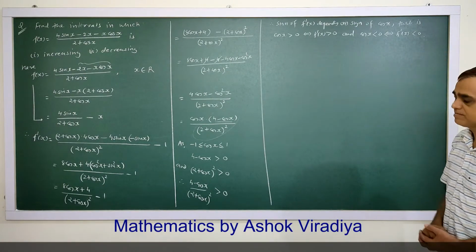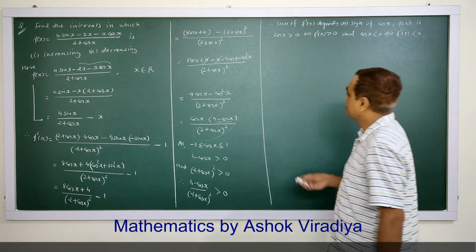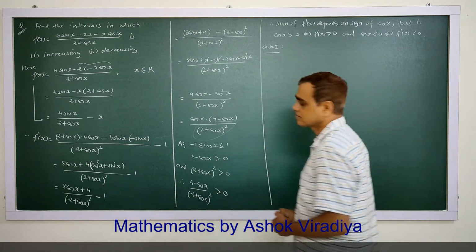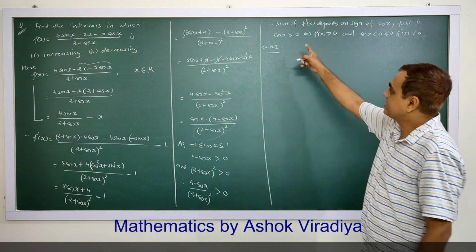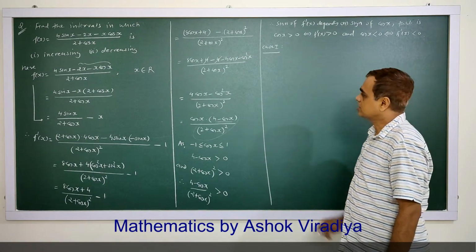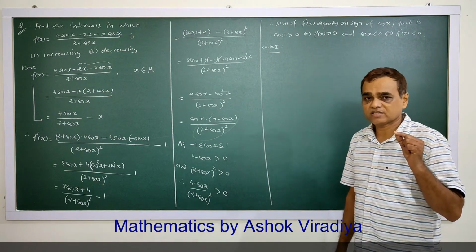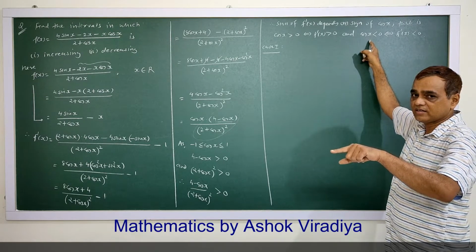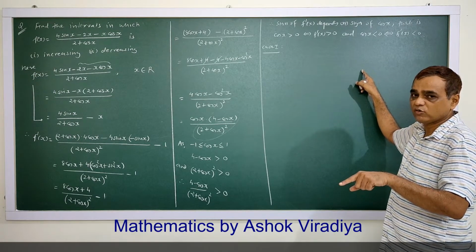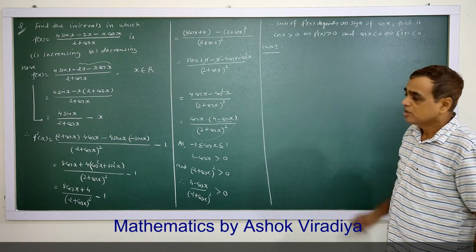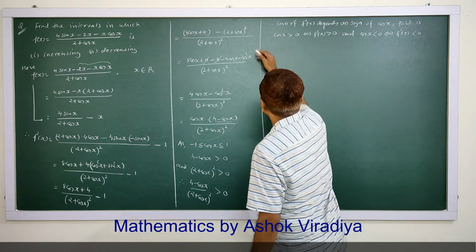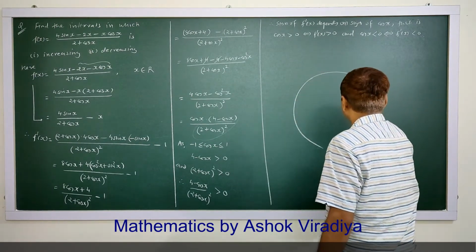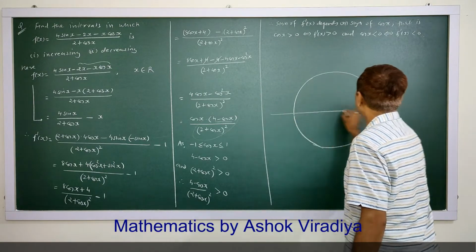So these are the possibilities. Now, first of all, we take case 1. Now look, cos x is positive in the first quadrant. In the second quadrant, cos x is negative. In the third quadrant, cos x is negative. Then again in the fourth quadrant, cos x is positive. So here we discuss intervals on the number line. Say, this is the unit circle.